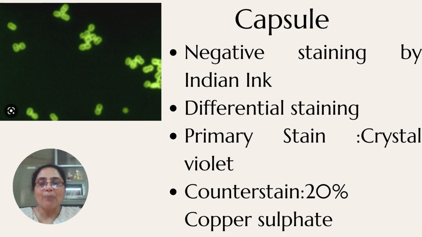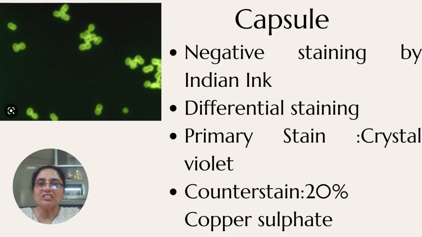Then how is the capsule seen? Capsule can be seen through negative staining by Indian ink. That means in a phase contrast microscope, all the capsules will show. During negative staining, we can see the hollow structures which I have put as an image over here, and these are the capsules.